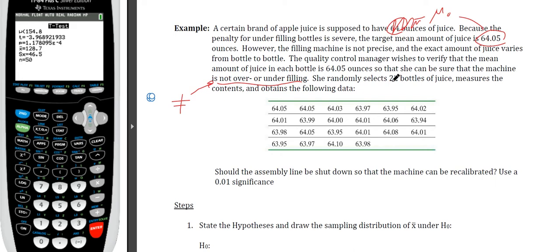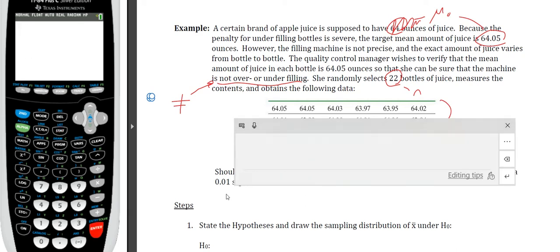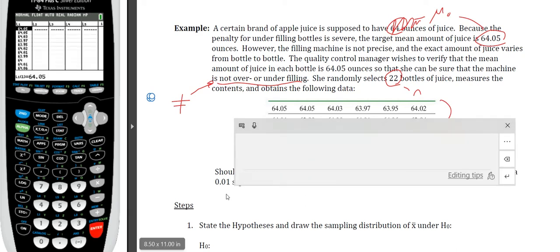She randomly selects 22 bottles of juice. Ooh, that's going to be a problem. Measures the contents and obtains the following data. So we have this information here. I already have this information in my calculator in stat edit. So I already have that in list 1.